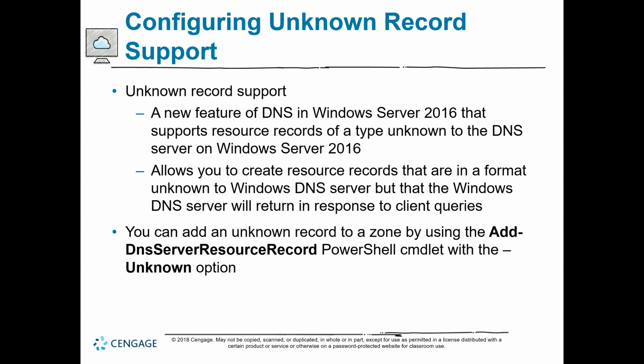Configuring unknown record support. Unknown record support is a new feature of DNS in Windows Server 2016 that supports resource records of a type unknown to the DNS server on Windows Server 2016. This allows you to create resource records that are in a format unknown to the Windows DNS server, but that the Windows DNS server will return in response to client queries. You can add an unknown record to a zone by using the Add-DnsServerResourceRecord PowerShell cmdlet with the unknown option on there.